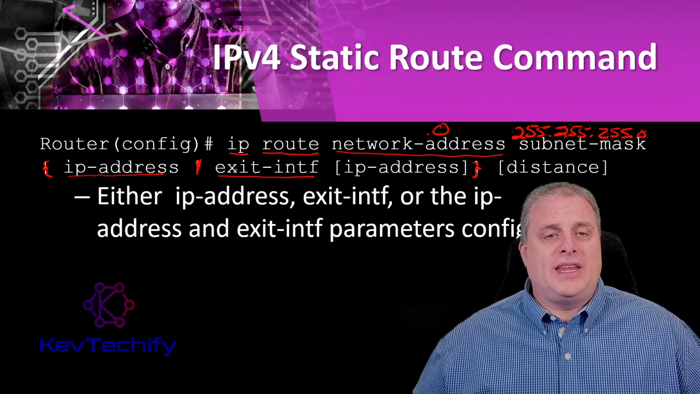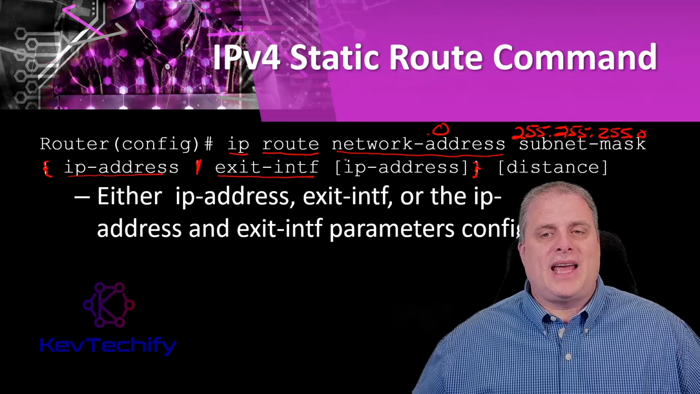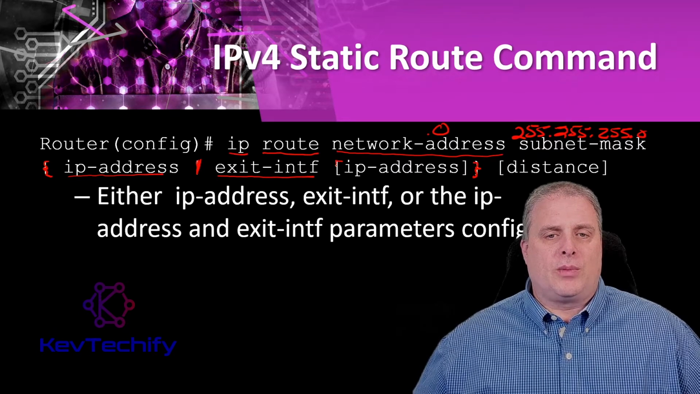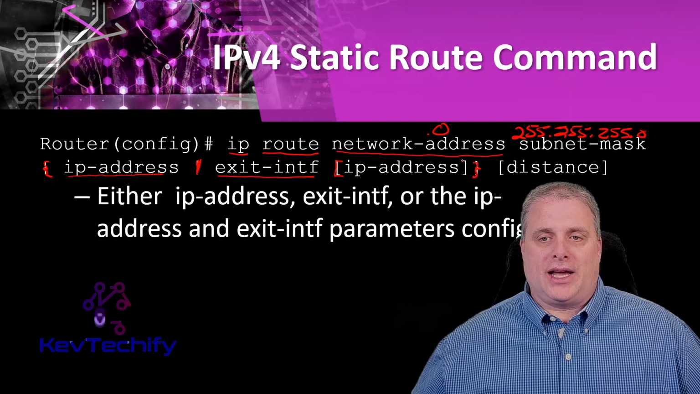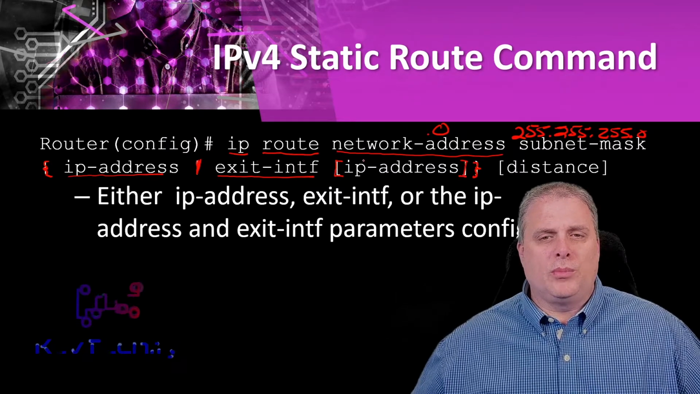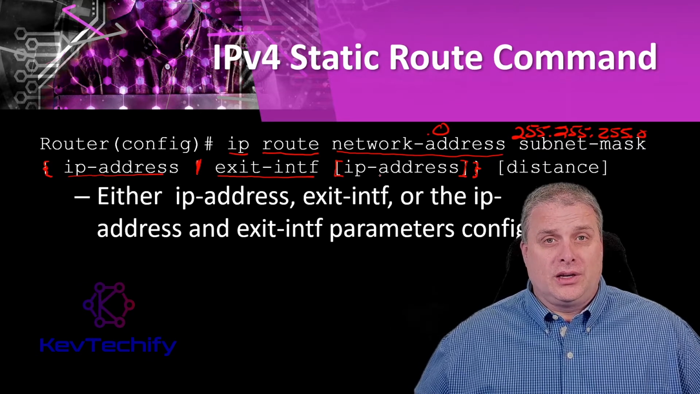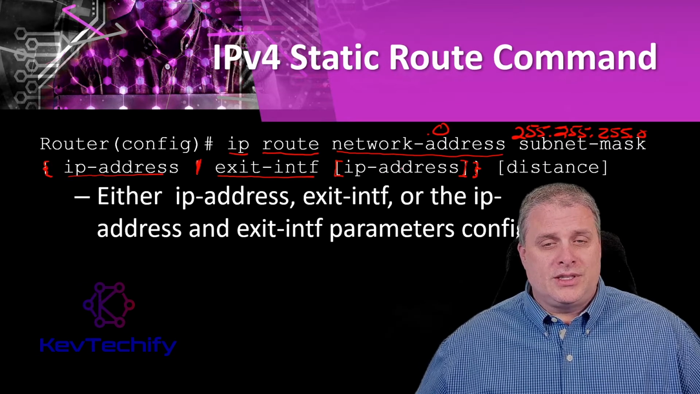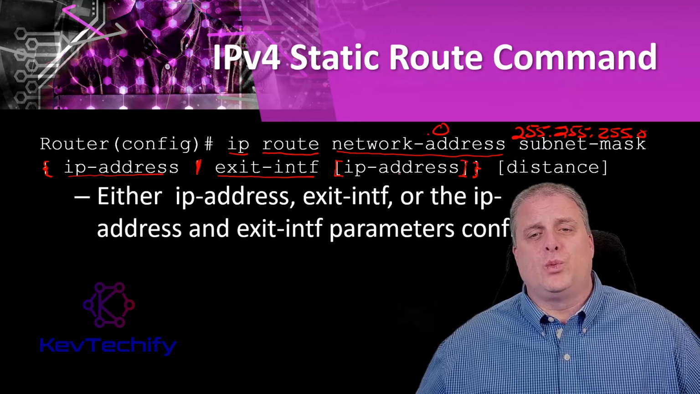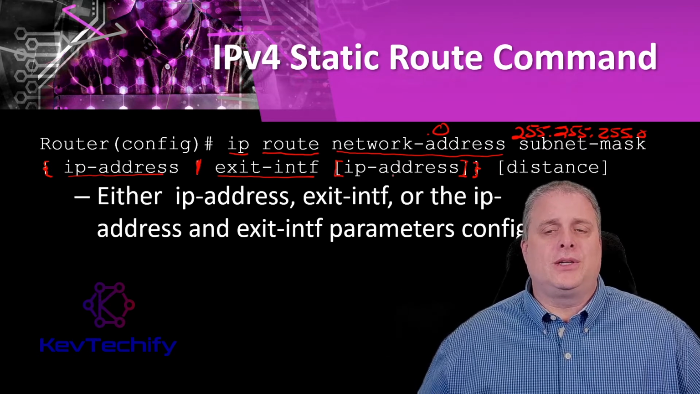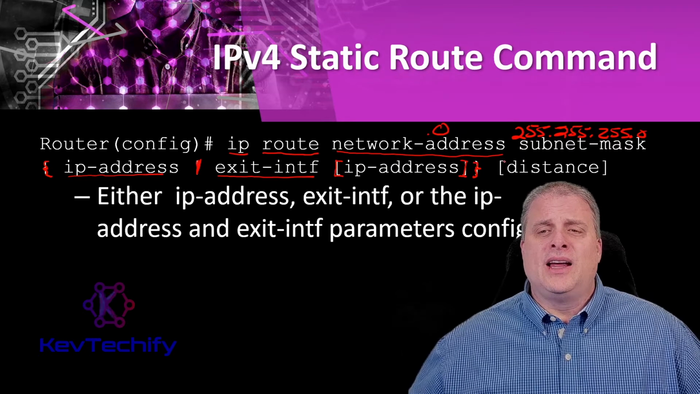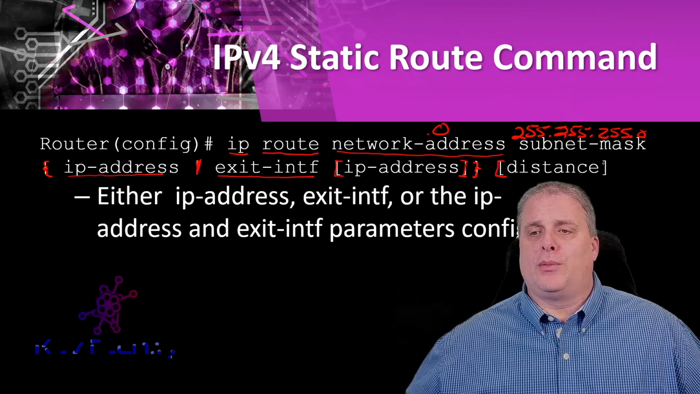Then when we put the exit interface, we have the option, and the square brackets mean this is an optional address. So we can put in the exit interface, and then if we want to, we can make it a fully qualified static route, and then we can put the exit interface with the IP address, but that's optional. Then at the end, this is another optional parameter you can put in here.